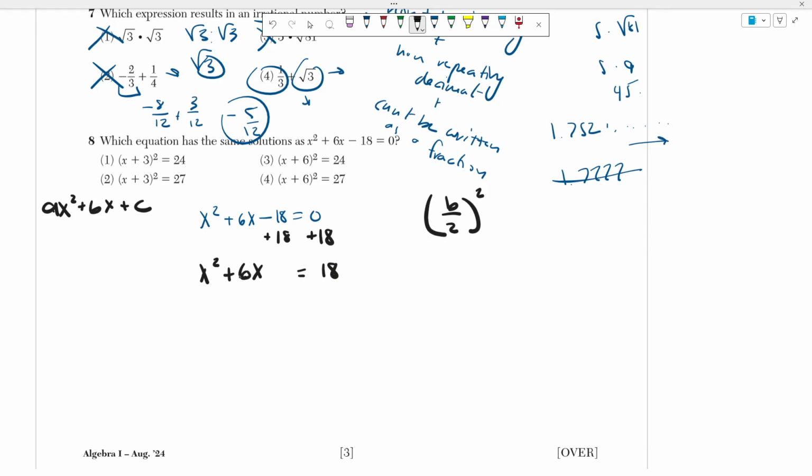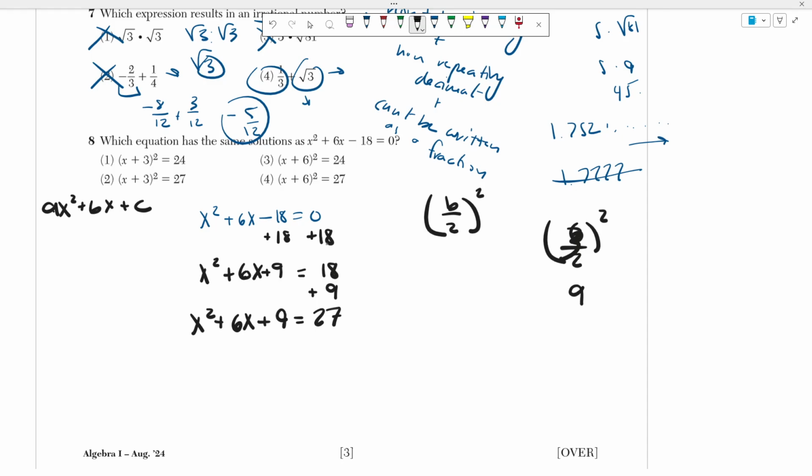So 6 is the value in front of the x, not the x squared. So we do 6 over 2 squared. That's going to be 3 squared, which is 9. So I'm actually going to have to add 9. But I don't just do it to one side, I do it to both sides. So if I add 9 to both sides, I'm left with x squared plus 6x plus 9 is equal to 27. So that's how I replace this 18.